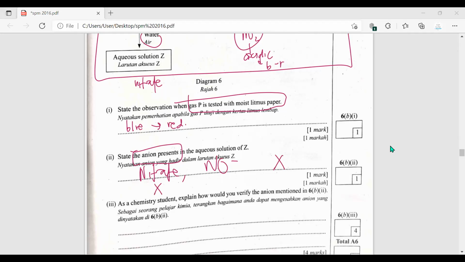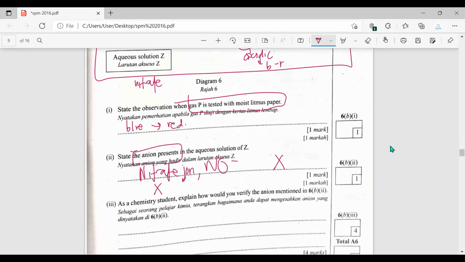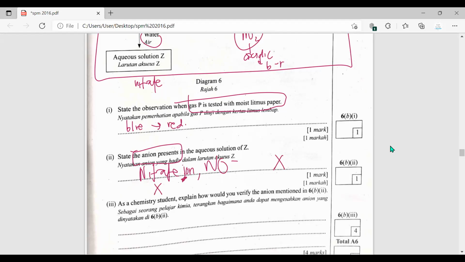Okay, nitrate cannot be just nitrate. It must be nitrate ion. Not accepted by the marking scheme. Everyone, write it down in your notes. Nitrate ion is the correct answer. Nitrate alone, put down: rejected.